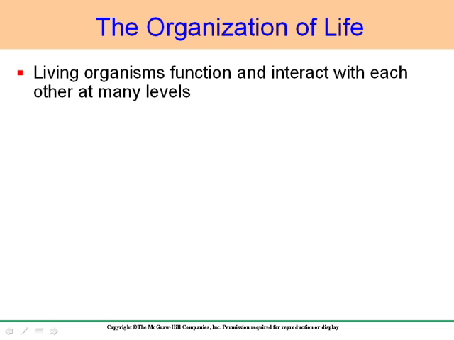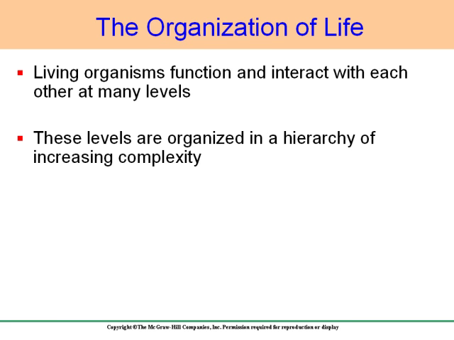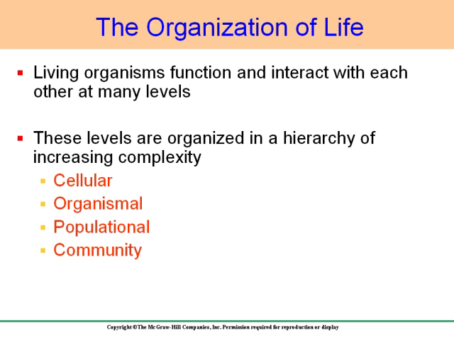Living organisms function and interact with each other at many levels. And these levels are going to be organized in a hierarchy of increasing complexity. First, we're going to start off with the subcellular and the cellular levels of complexity. And then we're going to increase toward the organismal level, the populational level, the community level, and the ecosystem level.